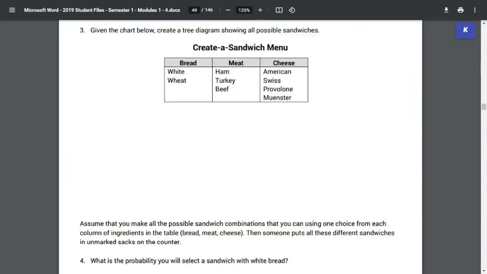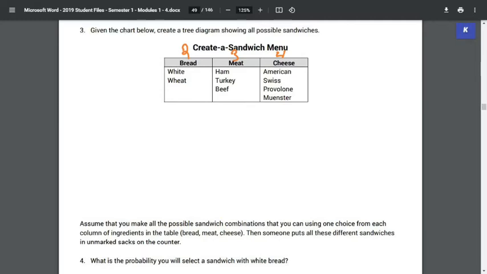Okay, so looking at number 2, it wants us to create a tree diagram of all of the possible sandwich possibilities. So we have 2 choices of bread, we have 3 choices of meat, and we have 4 choices of cheese. So we need to create a tree diagram. So there's not going to be enough room unless I turn it sideways, or if you look at it sideways. So I'm going to split this tree diagram up.